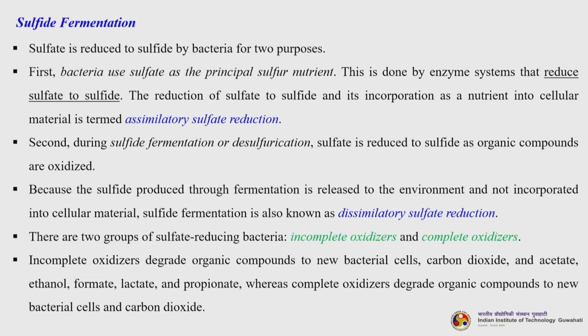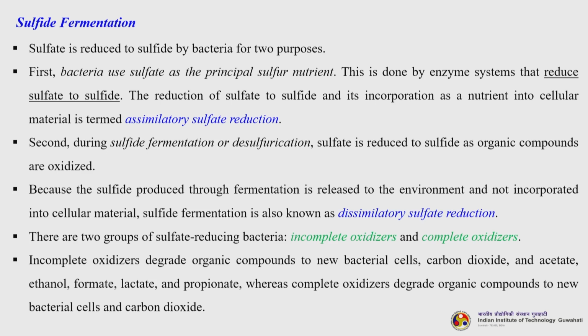Sulfate is reduced to sulfide by bacteria for 2 purposes. The first is that bacteria use sulfate as the principal sulfur nutrient. Now, this is done by enzyme systems that reduce sulfate to sulfide. The reduction of sulfate to sulfide and its incorporation as a nutrient into cellular material is termed as assimilatory sulfate reduction. Second is that during sulfide fermentation or desulfurification, sulfate is reduced to sulfide as organic compounds are oxidized.